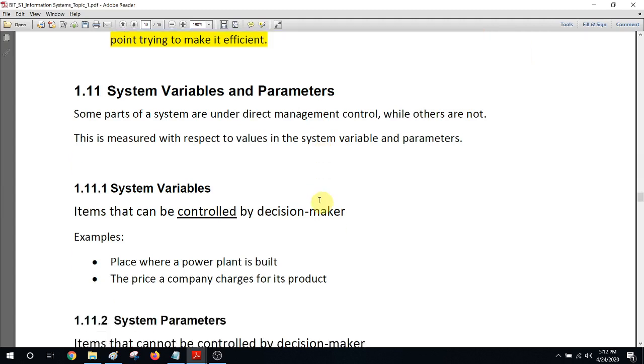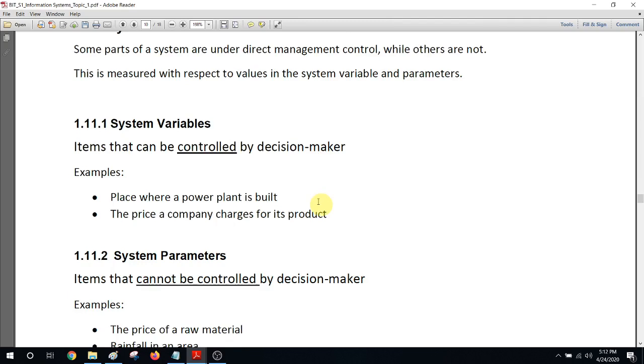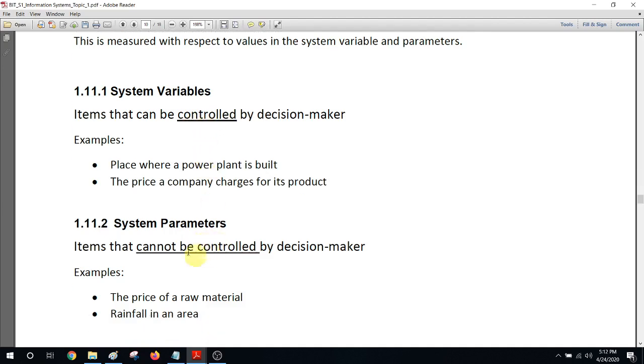Right. So now we are moving to system variables and system parameters. Basically, system variables are things that we can control, or the things over which the decision makers have control. So those are called system variables. System parameters are the things over which the decision makers have no control. I will just give an example. If you are building a power plant, the decision makers can decide where to build the power plant. So that is a variable, right?